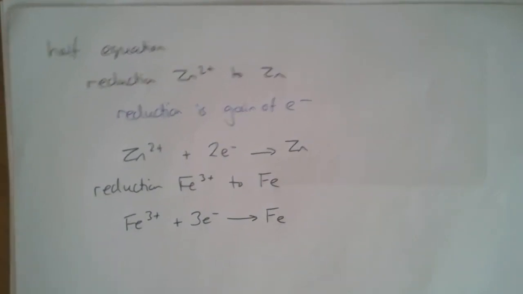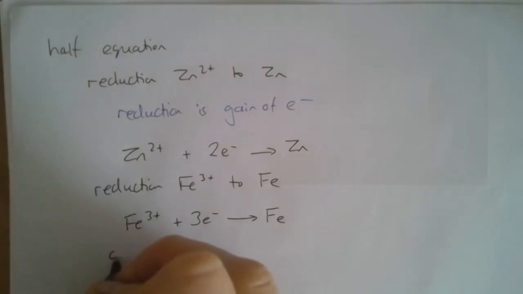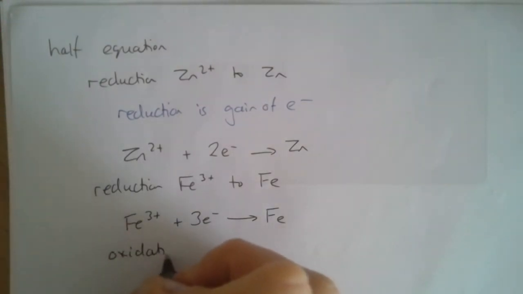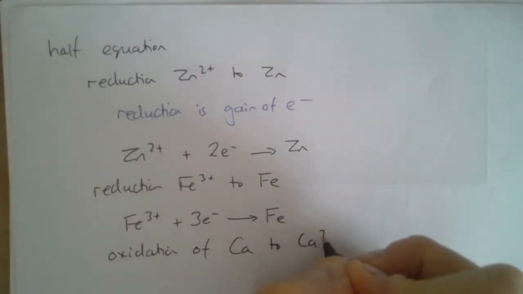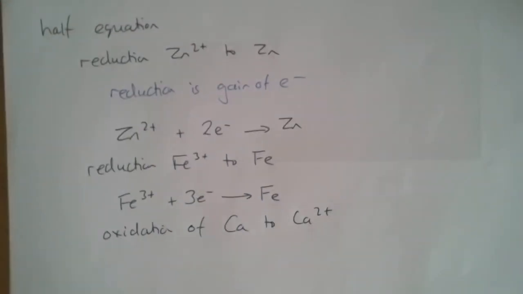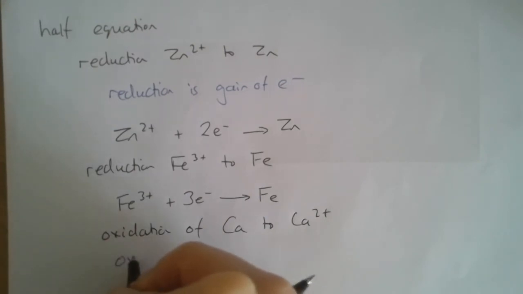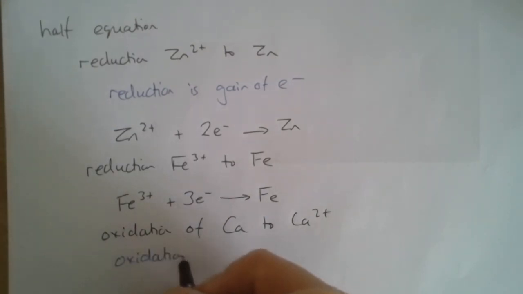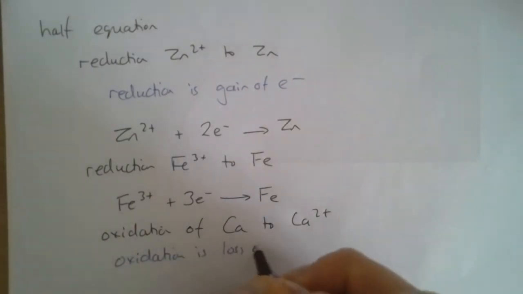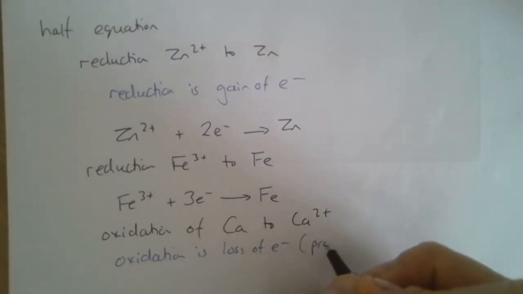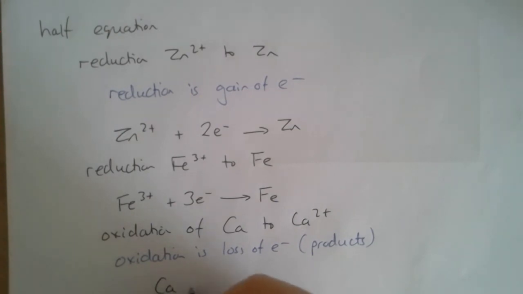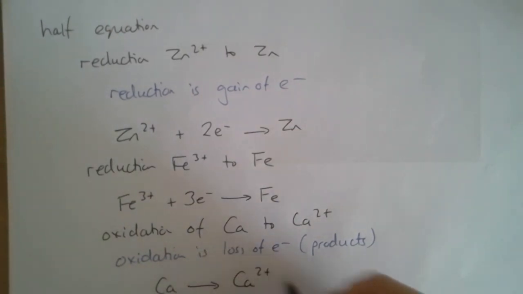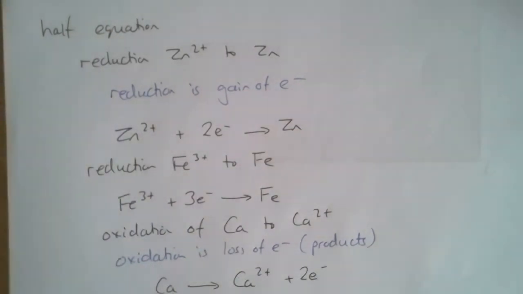And let's finally have a look at the oxidation of calcium to calcium 2+. So in terms here, we know that oxidation is the loss of electrons. So they are going to appear in the products. So calcium goes to Ca2+, and because it's a 2+ charge, we have 2 electrons.